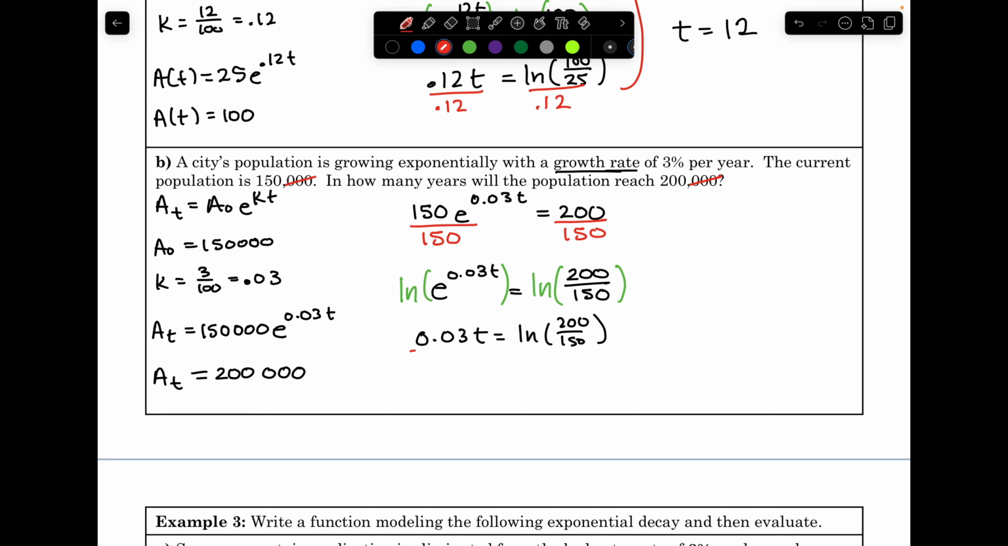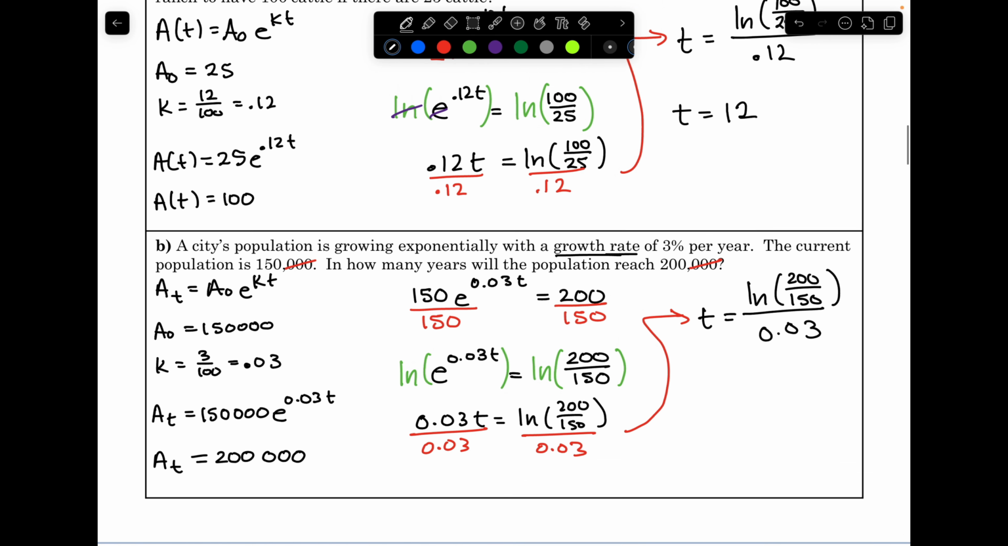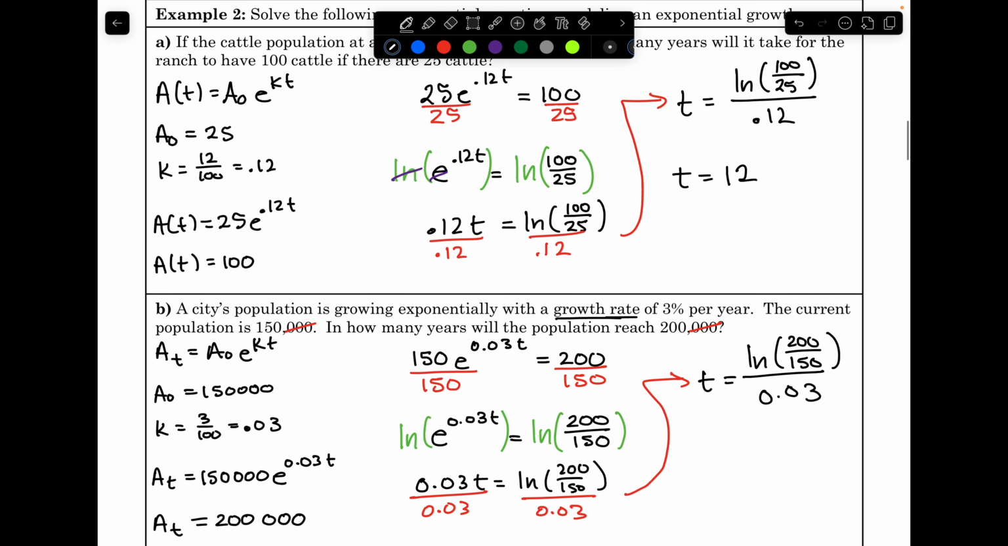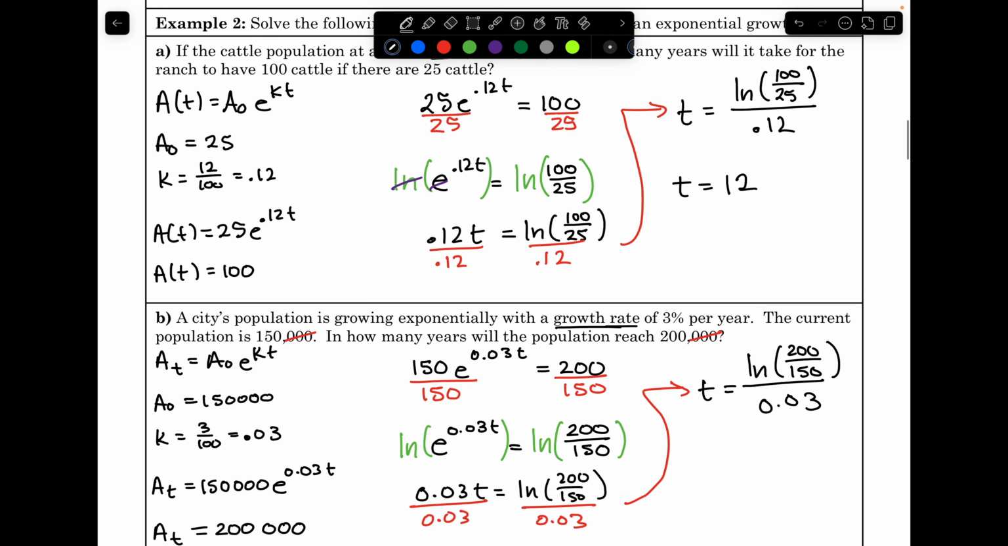We're going to divide by 0.03. And we get that t equals the natural log of 200 over 150, divided by 0.03. Before we plug this into the calculator, again, I want you to pay very close attention to the format of t.